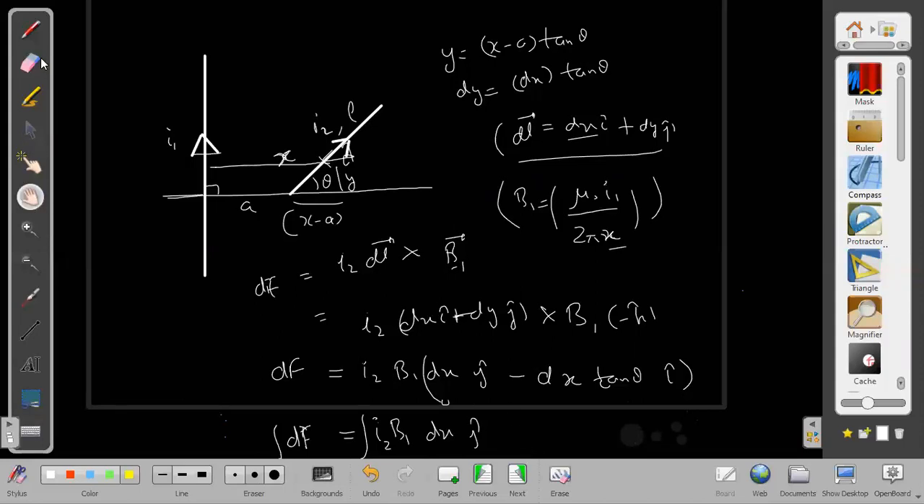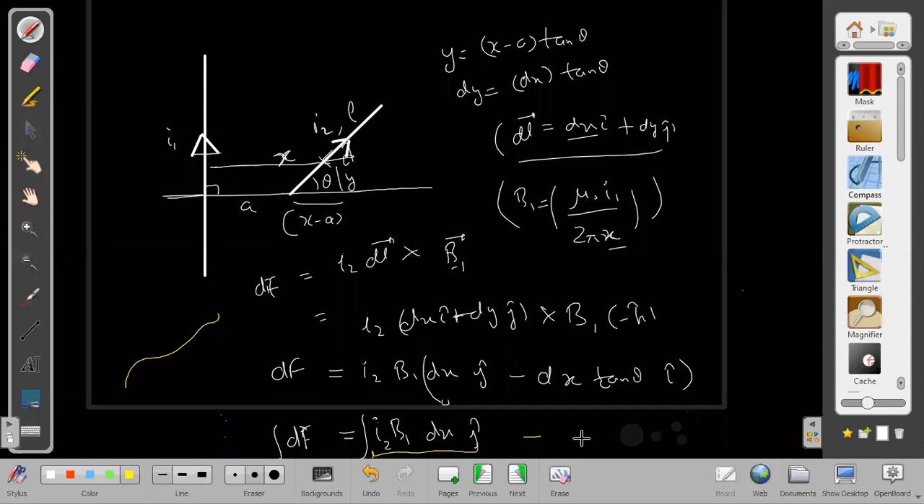Next we have, okay, so one term is done. This term is independent of the shape of the wire. This term will always be the same. But the second term will depend on the shape of the wire. What is the second term coming out to be? Let us check it once.